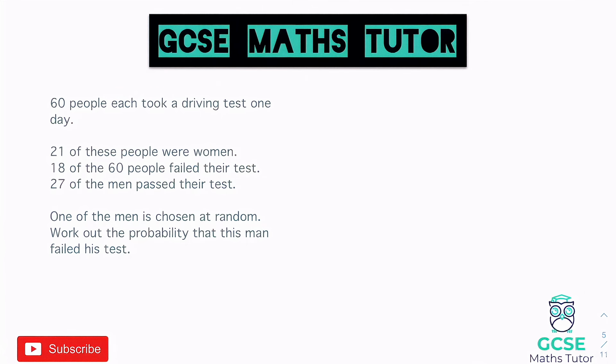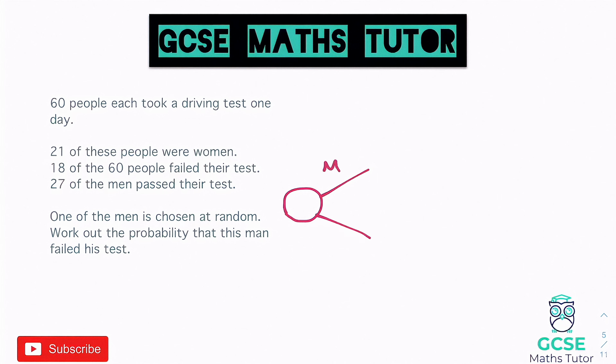Okay, so here we've got 60 people, each took a driving test one day. 21 were women, 18 of the 60 people failed, 27 of the men passed their test, one of the men is chosen at random. What's the probability this man failed his test? Now this is a little bit nicer to draw a frequency tree because we only have two options here. We have men and women, and then whether they pass or fail. So the trees are actually a lot nicer when it's just the two. Well, let's have a look.